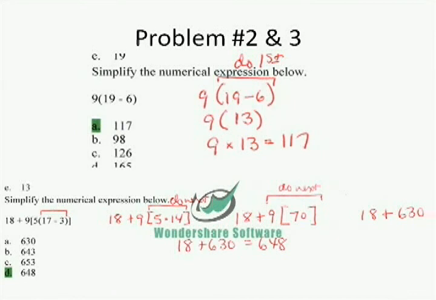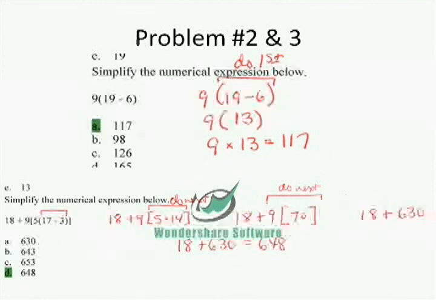In number 3, we have a situation where it says simplify the numerical expression below. Now, we see an addition. We see 2 sets of brackets or parentheses. So we always start with the one on the inside first. So you see that there's a 17 minus 3. That's inside of parenthesis, and then you have an operation that's inside brackets.